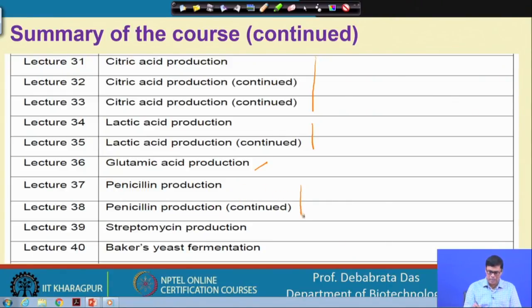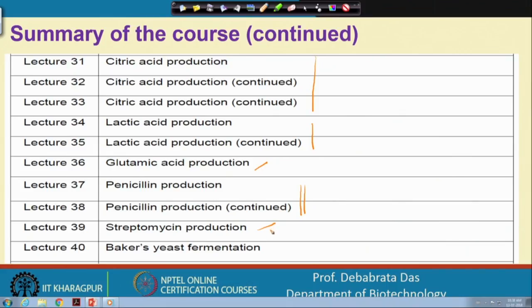We have penicillin production. Penicillin is the first antibiotic that was marketed, and during the Second World War our soldiers were wounded and their wounds were cured by using this penicillin. This penicillin plays a very important role in our day-to-day life. Then streptomycin: penicillin is considered a narrow spectrum antibiotic, and streptomycin is considered a broad spectrum antibiotic.